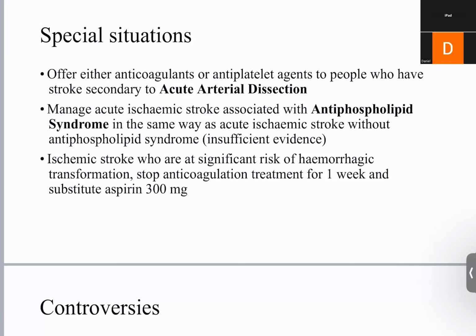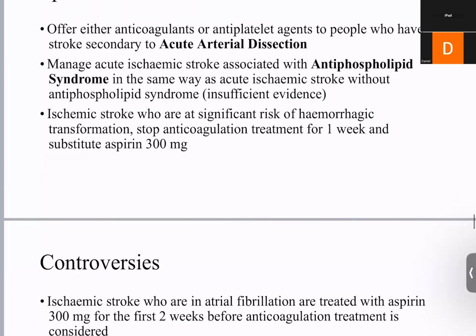If an ischemic stroke patient is at higher risk of hemorrhagic transformation, they advise to stop anticoagulation treatment for at least 1 week and substitute aspirin as the only treatment.